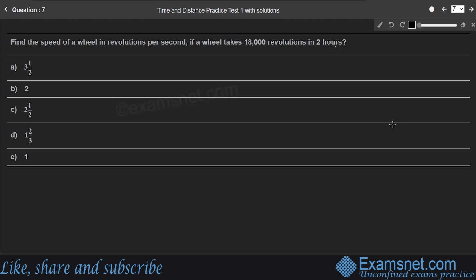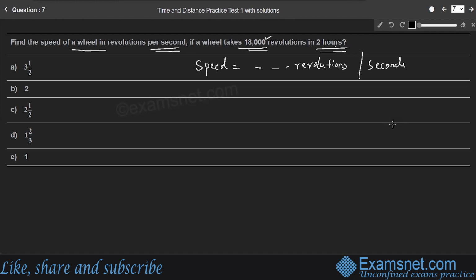Question 7. Find the speed of a wheel in revolutions per second if a wheel takes 18,000 revolutions in 2 hours. Here, speed is to be expressed in revolutions per second, not in hours, right?